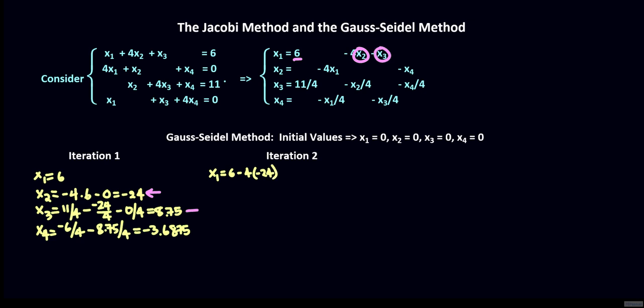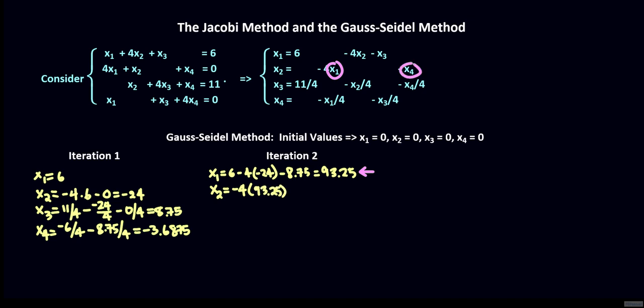Minus x3, which is now 8.75, giving us 93.25. x2 will be minus 4 times x sub 1. x sub 1 is now 93.25. Minus x4, which is now minus 3.6875. So that x2 becomes minus 369.313.